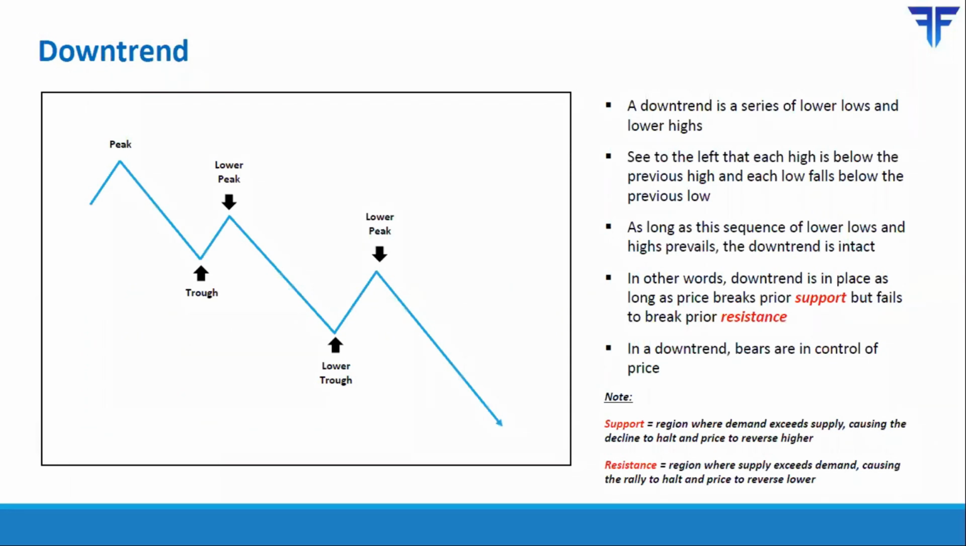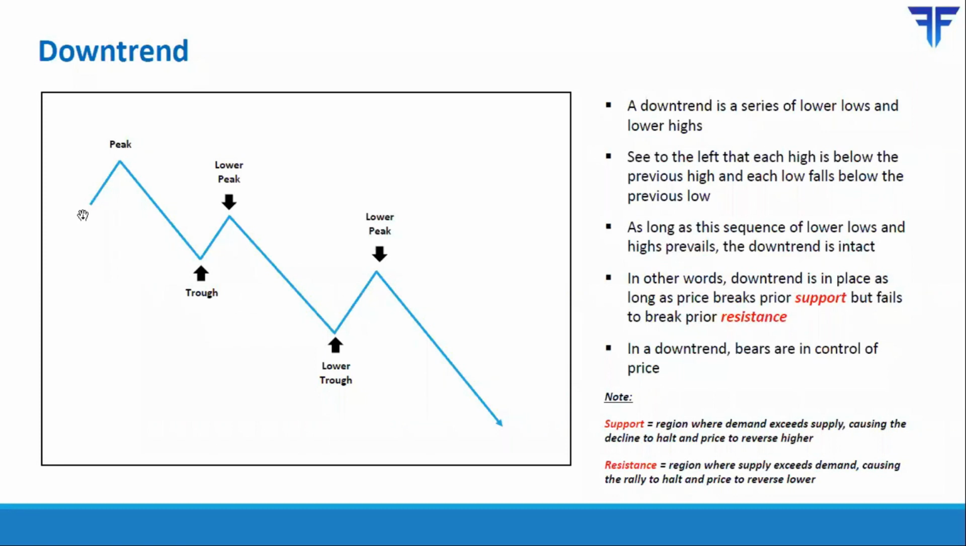Now, the opposite of uptrend is a downtrend. A downtrend is a sequence where the price is making lower highs and lower lows. So as you can see in this chart, each new low falls below the previous low. That is, this low has fallen below this low. But each new high does not rise or cross above the prior high. So in this case, this high is below this high, and this high is below this high. So you have a sequence of lower highs and lower lows. As long as this sequence of lower highs and lower lows continues, the downtrend is said to be intact.